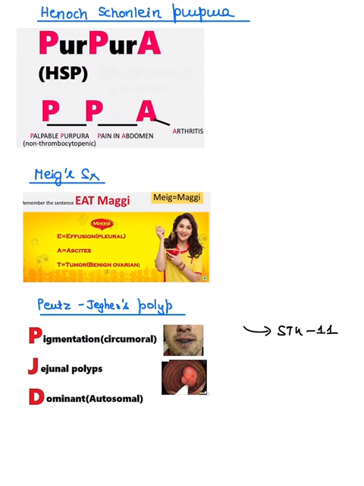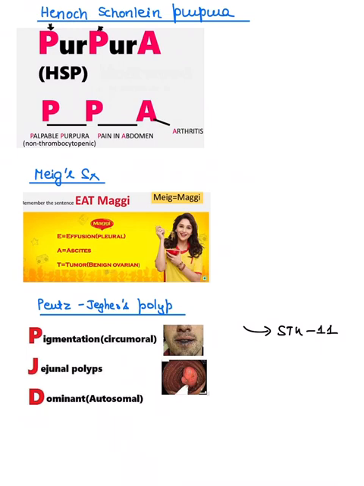Now moving on to the next one, that is Henoch-Schönlein purpura. So Henoch-Schönlein purpura is very common in the pediatric population. So what is the triad? It is purpura, P for palpable purpura, but it is not due to thrombocytopenia, hence non-thrombocytopenic. This is a very important MCQ point. P for pain abdomen and A for arthritis.